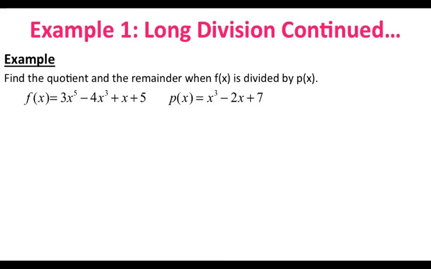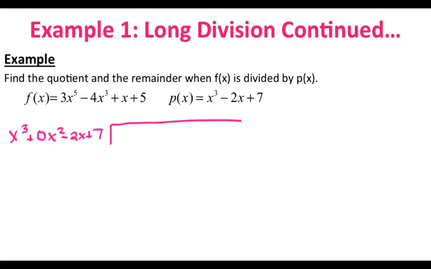Alright, let's go ahead and do the next one. So my p of x is x cubed minus 2x plus 7. So I'm going to write my p of x on the side, x cubed. Now if you notice, your p of x is missing the x squared. So I'm going to put plus 0x squared as a placeholder, minus 2x plus 7.